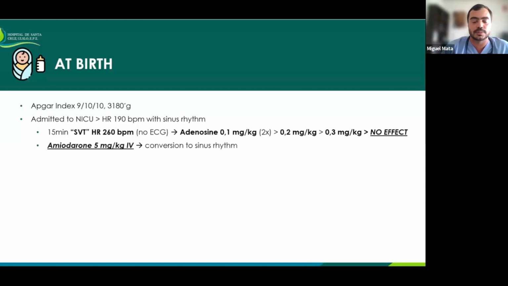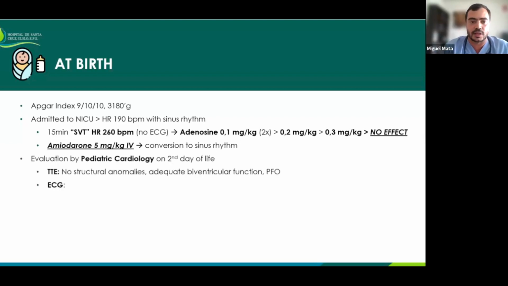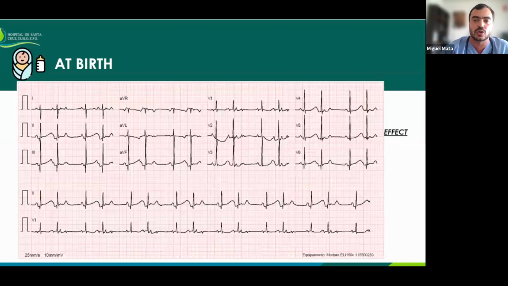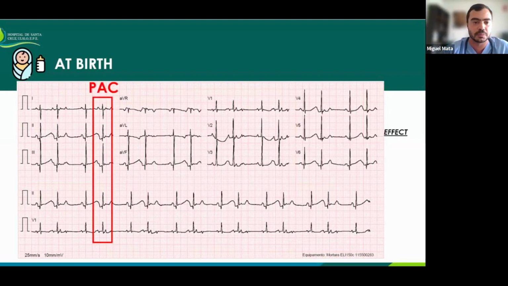So they called the pediatric cardiology on call that recommended amiodarone 5 milligrams per kilo IV, and there was actually a pharmacological cardioversion. The next day, the child was evaluated by the pediatric cardiology department, and the transthoracic echocardiogram had no abnormalities whatsoever, good function, the expected PFO of a child in the second day of life, and the ECG was also quite unremarkable. A sinus rhythm, other than these premature atrial contractions that were a bit frequent, but no other relevant changes.